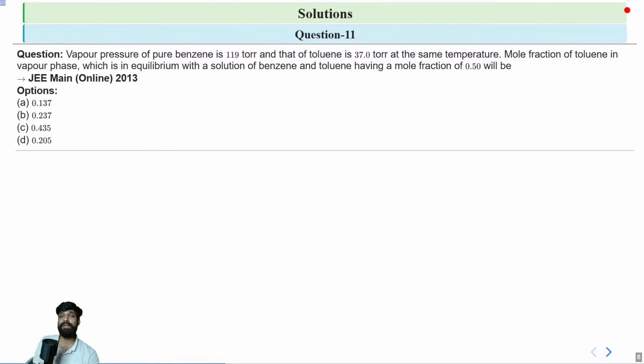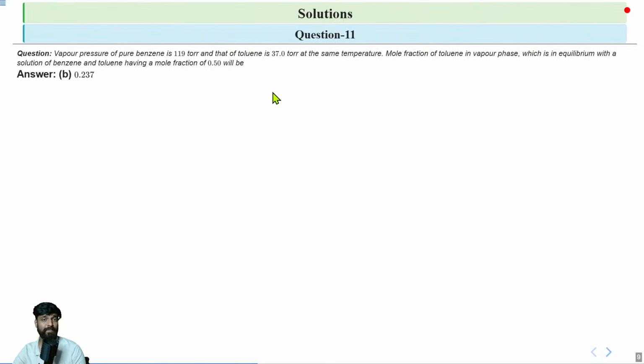Next, you have to calculate the mole fraction of the toluene in the vapor phase, right? Where the solution of benzene and toluene has a mole fraction of 0.50. Okay, so toluene's mole fraction is given. It is 0.50 already. But this mole fraction is given for the solution phase and you have to calculate the mole fraction of toluene in the vapor phase. Got it? Correct answer will be B, which is 0.237. Let us see how we will solve it.